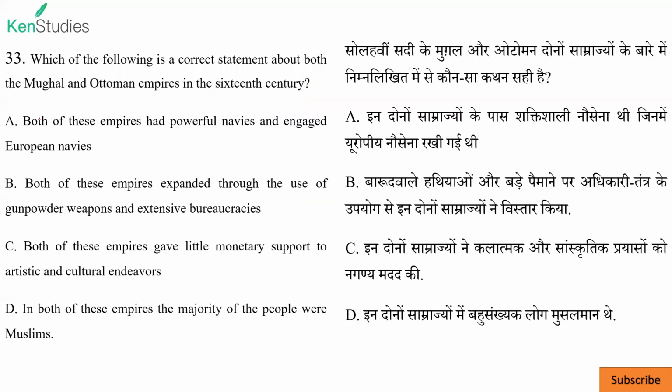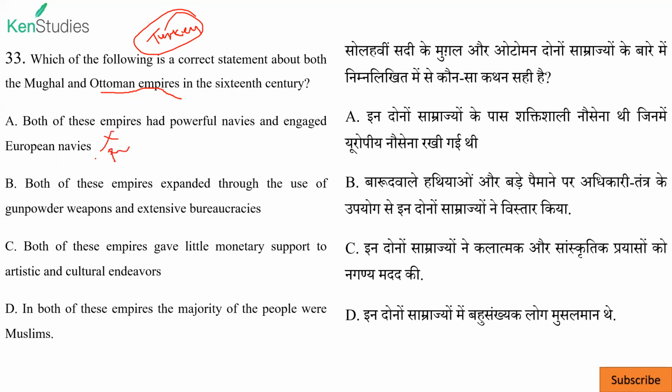Okay. Next, question number 33. Which of the following is a correct statement about both the Mughal and Ottoman empires in the 16th century? Ottoman Empire means mainly Turkey. Obviously, it covered more area, but the majority was present day Turkey and other parts. So what was the similarity? Option A: both of these empires had powerful navies and engaged European navies. Actually, the Ottoman Empire had a navy, but the Mughal Empire did not have a powerful navy.